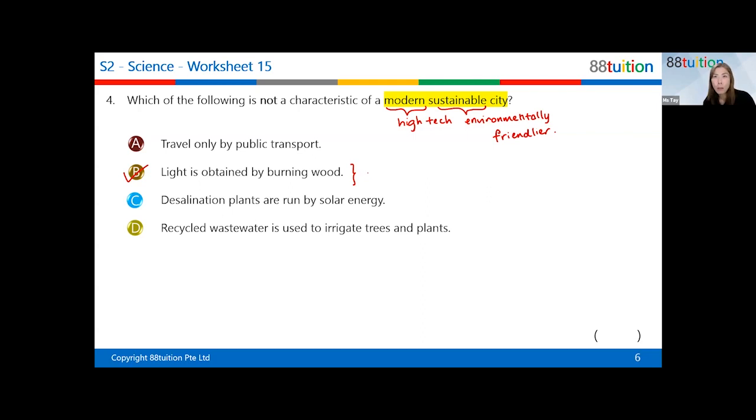What would you call this instead? The opposite of modern? Like olden days. Okay. So in the olden days, this is what they do. So the rest travel by public transport. Good. Desalination plants run by solar energy, recycled water. Now tell me something about travel by public transport. How do you think that is sustainable?